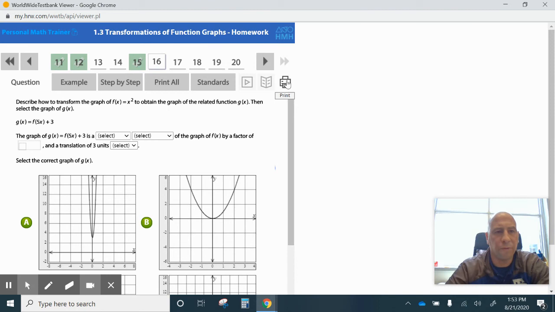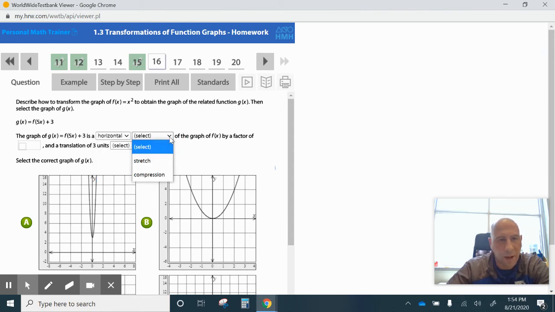Describe how to transform the graph of f of x equals x squared to obtain the graph of the related function g of x. Then select the graph of g of x. Okay, so g of x equals f of 5x plus 3. Now, it's inside the parentheses, so that's horizontal.